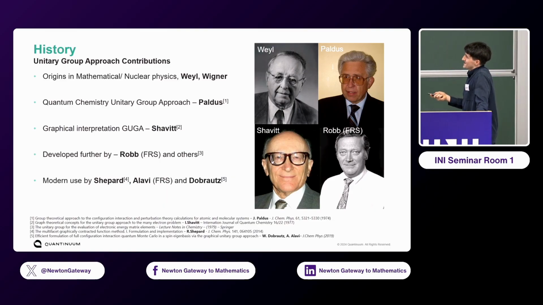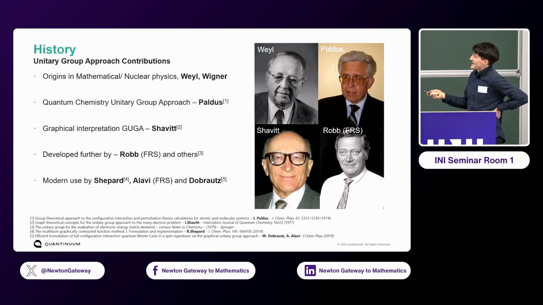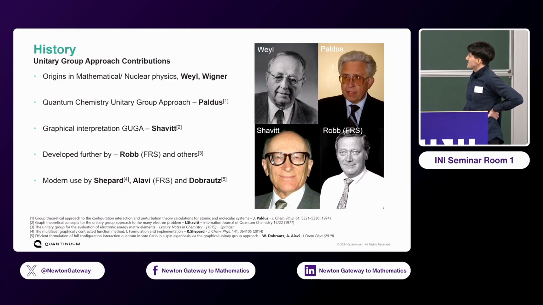Mike Robb and others in the 80s, when classical computers weren't very good, were really leveraging the power of these symmetries to improve the analytical methods. He was my PhD supervisor, and he's still going at Imperial now, at about 80. And there's been some modern use of this for things such as Monte Carlo approaches, like Ali Alavi, who is actually here in the chemistry department as well.